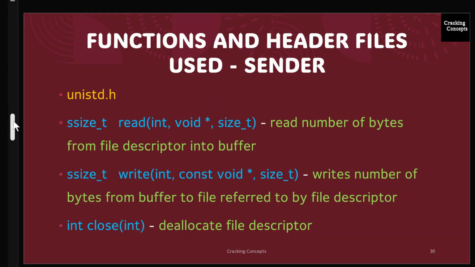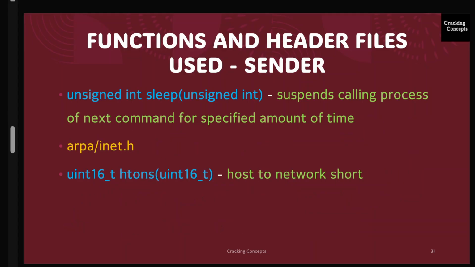Then we have another header file, which is unistd.h. From that we use the read function. So it will read this many number of bytes from the file descriptor into the buffer. Write will write a specific number of bytes from the buffer to the file referred by the file descriptor. Then we have the close function that is used to deallocate the file descriptor.